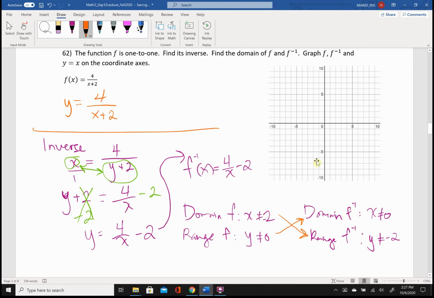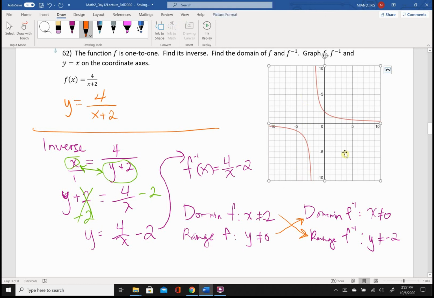Now we can start talking about the graphic. I did a little sneaky thing here where I have it in layers. Here's your coordinate plane. Let's start by graphing the original function here in red. That's f of x equals 4 over x plus 2. As you can see, it's that rational function kind of deal where we have a horizontal asymptote at y equals 0, associated with our range missing values there. And then our vertical asymptote is at x equals -2.